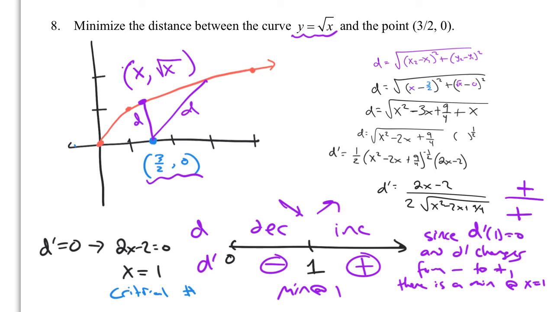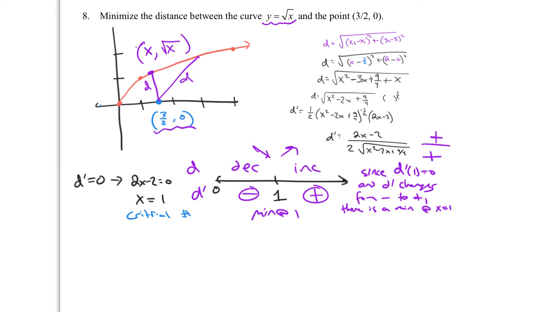And the last thing we want to do is make sure we answer the question. So this one says minimize the distance. So really, I want to find what is that minimum distance. The other thing sometimes you'll be asked is what are the coordinates of the point where the distance is minimum. So let's write down both of those things. To find out the point, I know the x coordinate is 1, and square root of 1 is 1, so the y coordinate is 1. So that point is the point 1, 1, where that distance is minimized.